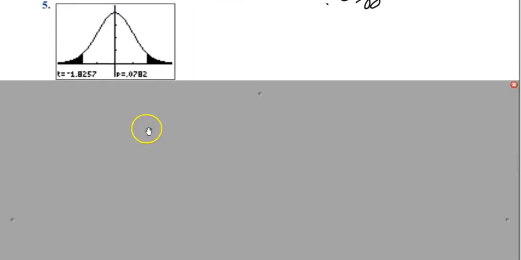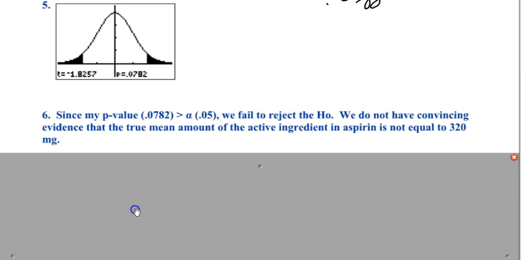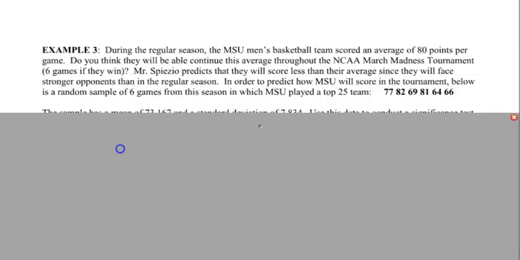Either way, it's going to be greater than our alpha. So we fail to reject the H0. We do not have convincing evidence that the true mean is not equal to 320. Moving on. Last one.